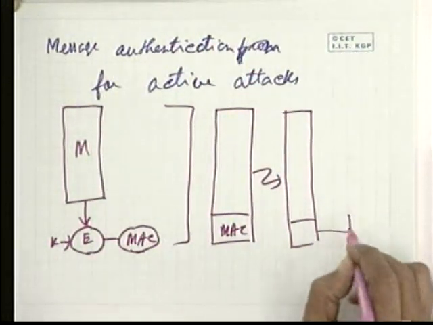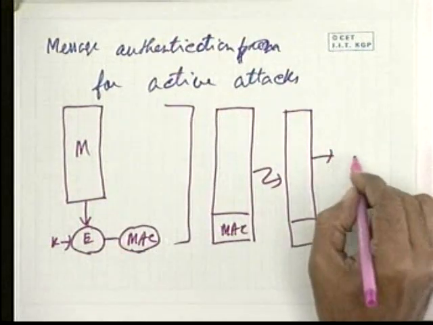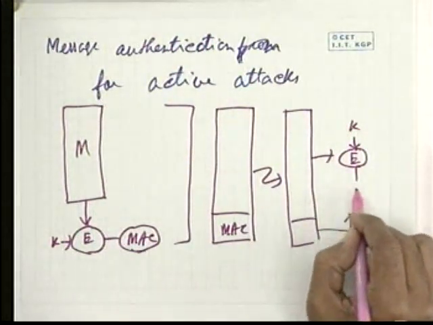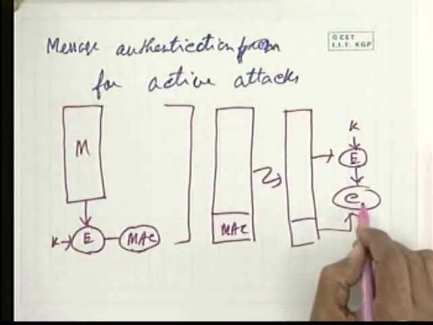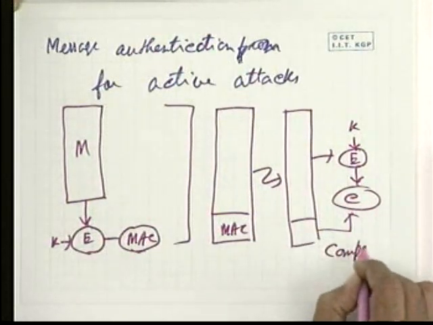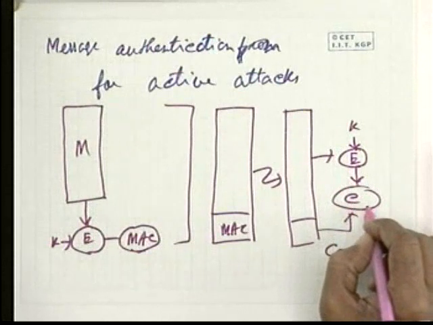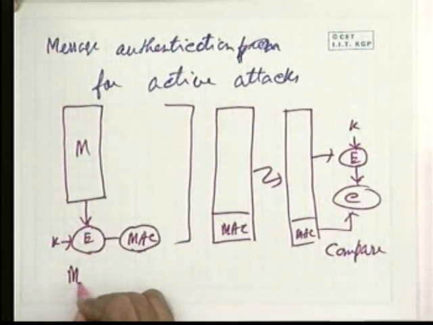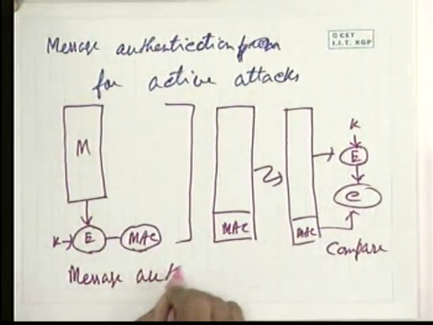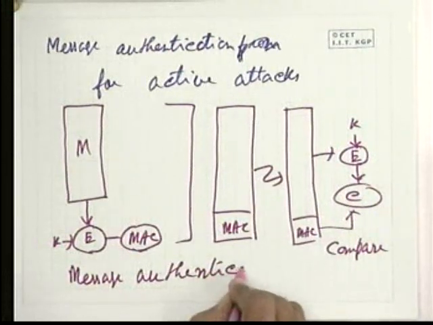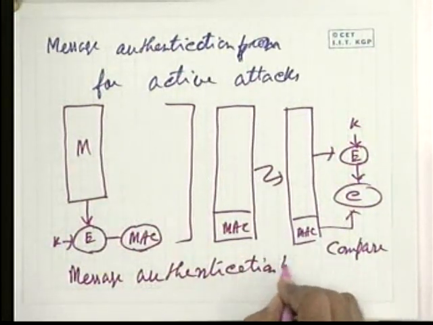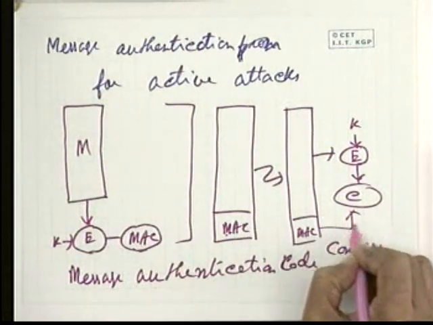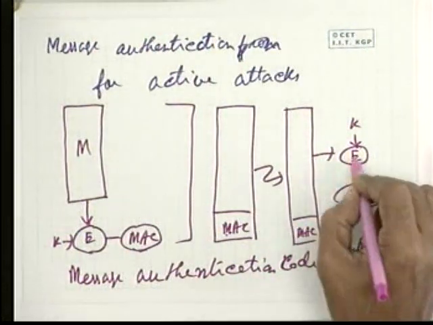The other end receives it, and after receiving it, the other side also performs the same encryption by using the same key, and these two are compared. So here is the compare function. This is the message authentication code. This message authentication code, this is the received one and this is the computed one.